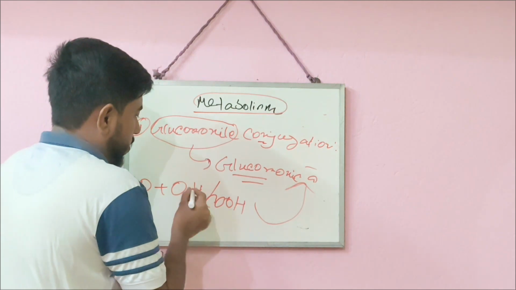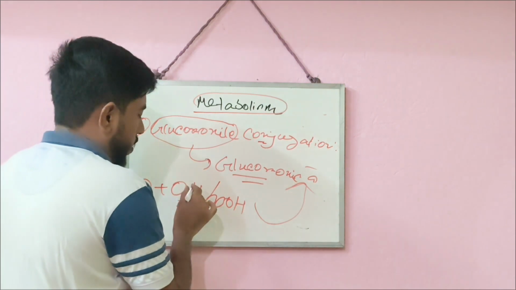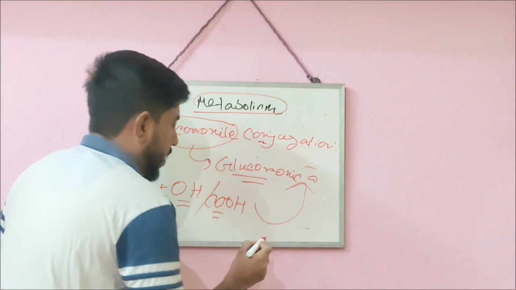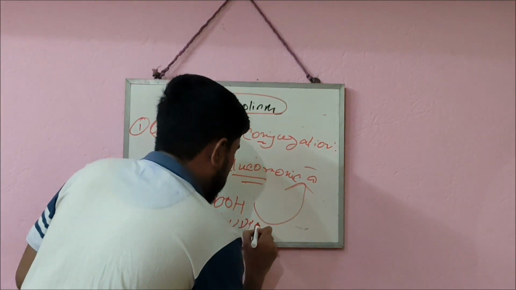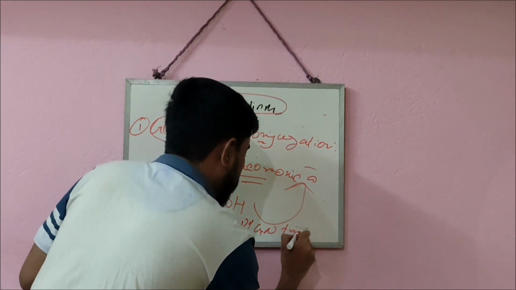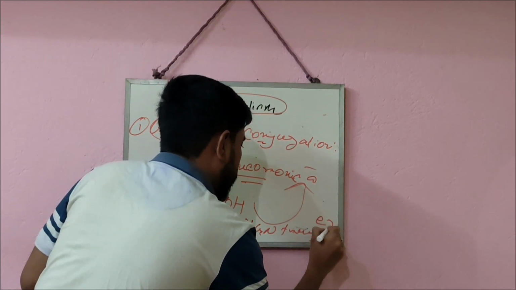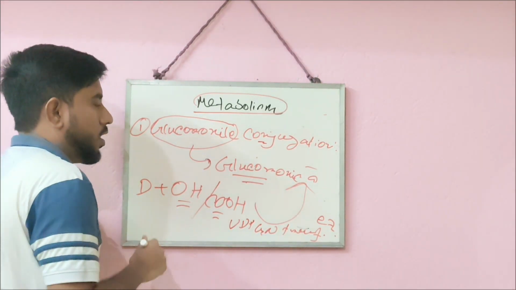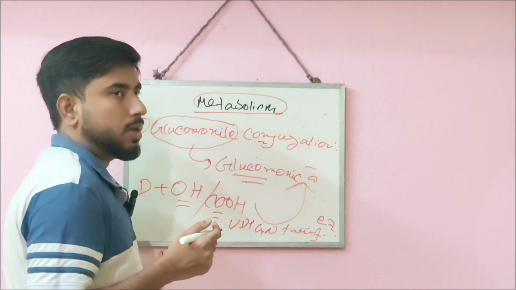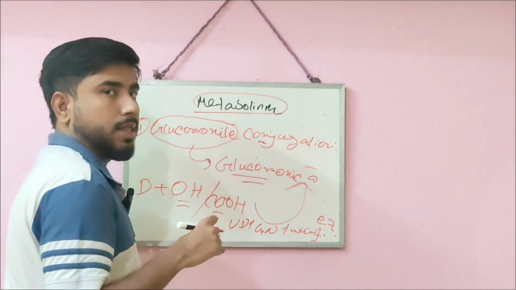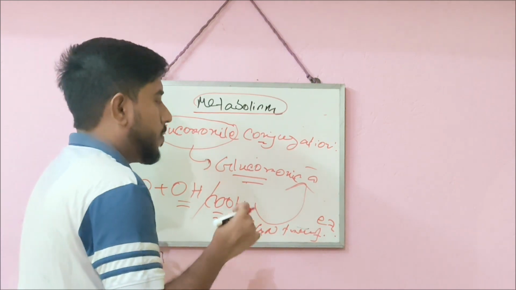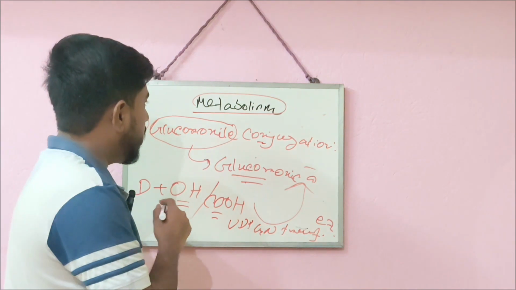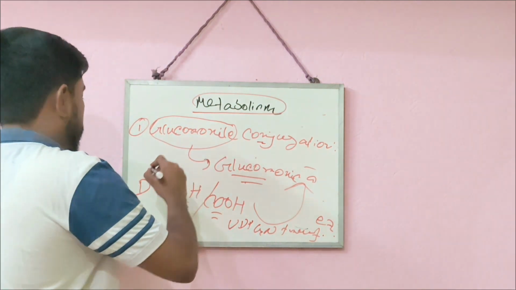That process, in which drugs containing hydroxyl and carboxylic groups add with glucuronic acid in the presence of the UDP glucuronide transferase enzyme, is called glucuronide conjugation. By that, the drug is converted into a more hydrophilic and more polar substance and then is eliminated by urine. So now we have to remember which drugs generally metabolize by that process.